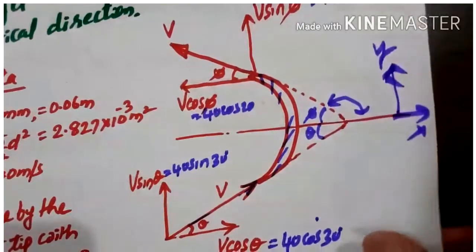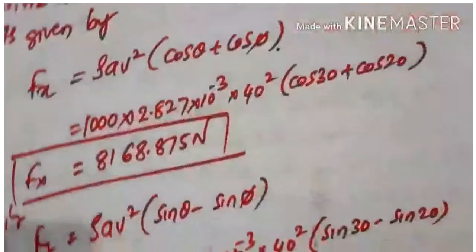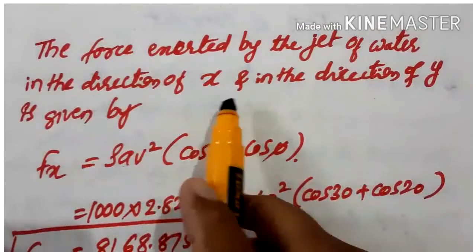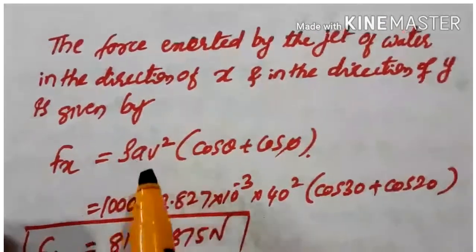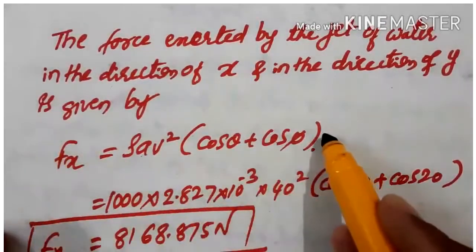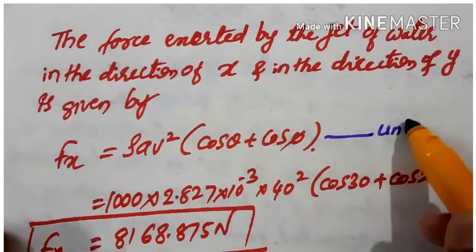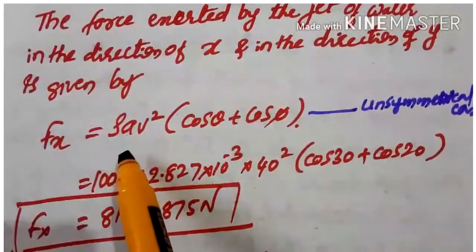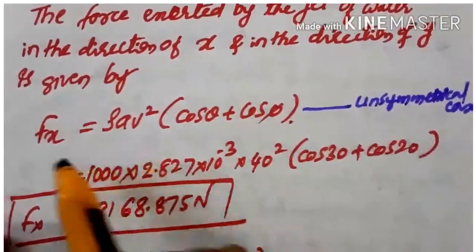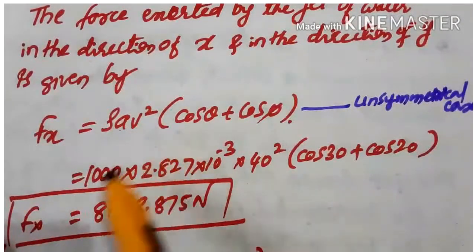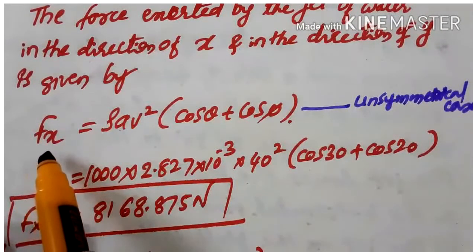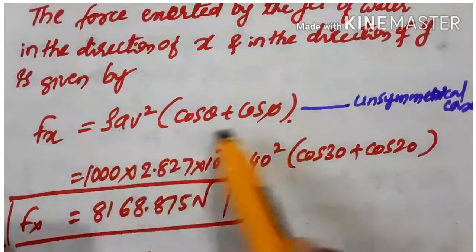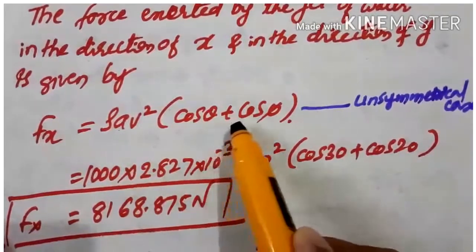Okay, so with this, next, the force exerted by the jet of water in the direction of x and in the direction of y is given by this equation, which we know for the unsymmetrical case. So this we have already derived in the previous lecture. For the force exerted by the jet in x direction, when we apply the impulse momentum equation, we get rho a v square into bracket cos theta plus cos pi.